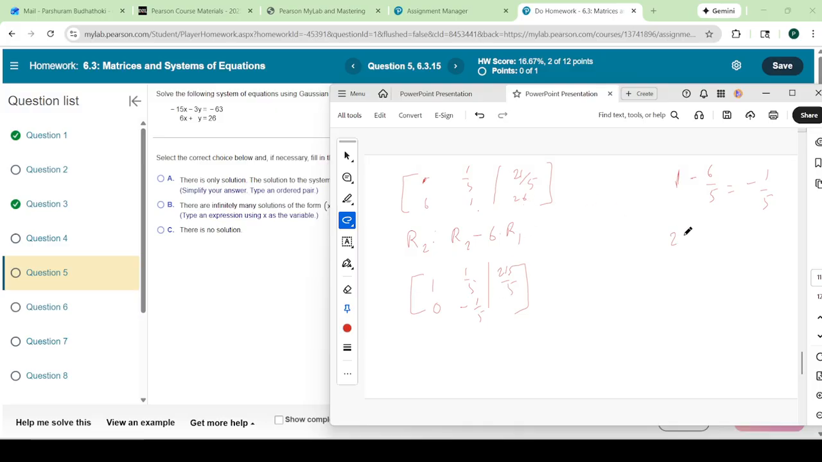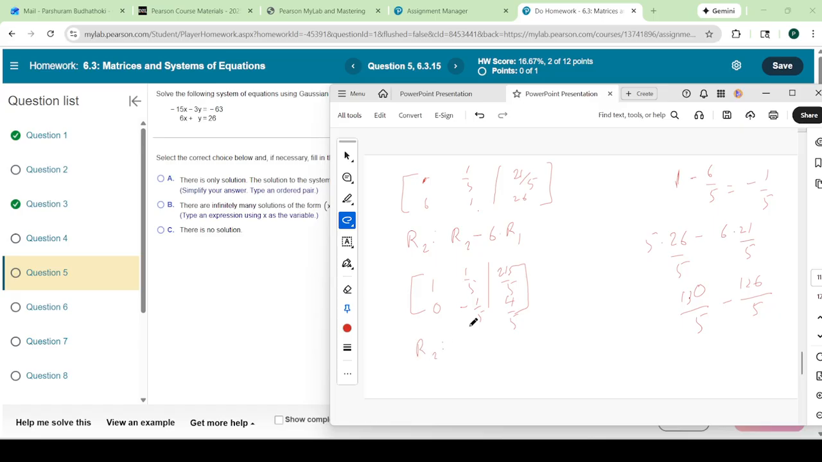And then 26 minus 6 times 21 divided by 5. 26 is 130 divided by 5, minus 126 divided by 5. So 130 minus 126 is 4 divided by 5. So I'm just subtracting 6 times the row 1 values from the row 2 values. Okay, this is 0 and we need to make this 1. That's the row echelon form. So how can we do that?